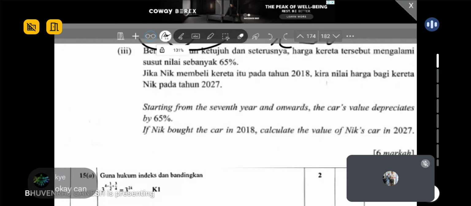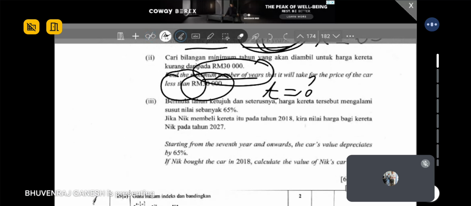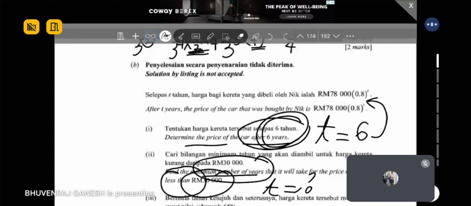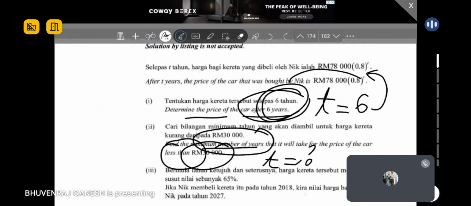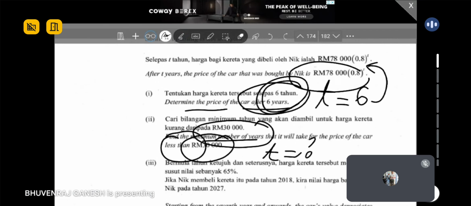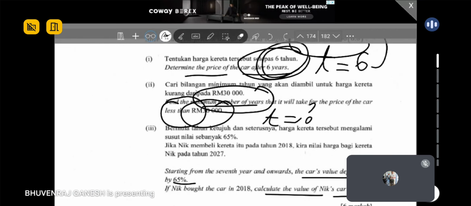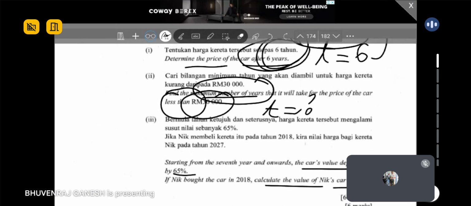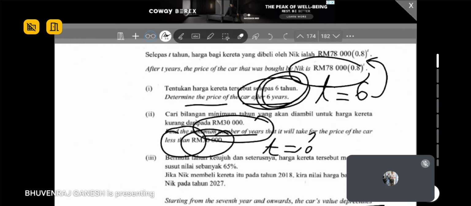So next one. For question number 3, they say the car value depreciates by 65%. Dia berkurang 65%. So they want you to count the value of the car. All right. So now, can we use this formula, guys? Yes or no? What do you all think? Adakah kita masih boleh guna rumus ni untuk soalan nombor 3? Think logic and tell me.